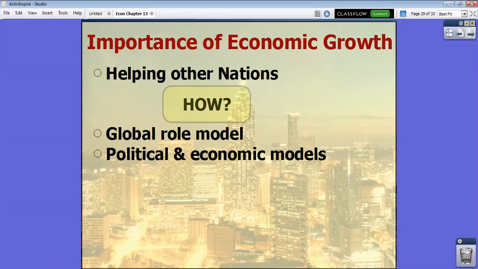Another reason that it's important for us to grow economically is the fact that we are a global role model. Developing economies throughout the world look at countries who have the most successful economies and tend to model themselves after those particular countries. So to grow more market economies that allows us to trade, we can serve as the political and economic model for those countries. So economic growth is very important.